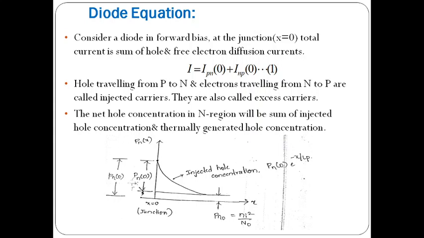So in the equation, the injected hole concentration depends on x and Lp. Why? Because the injected hole density decreases exponentially with x due to recombination. Clear?